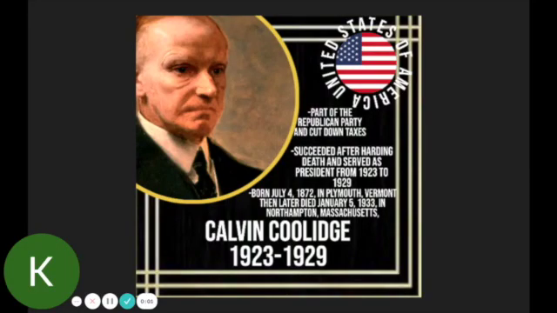We have Calvin Coolidge as our second president. He served 1923 to 1929. He was part of the Republican Party, and as the Republican Party, he wanted to cut down taxes. He succeeded after Harding's death and served as president from 1923 to 1929. He was born January 4th, 1872 in Vermont. He later died January 5th, 1933 in Massachusetts.